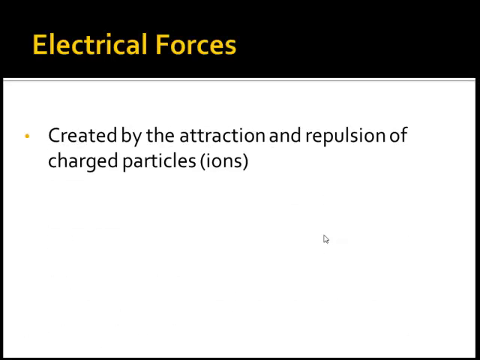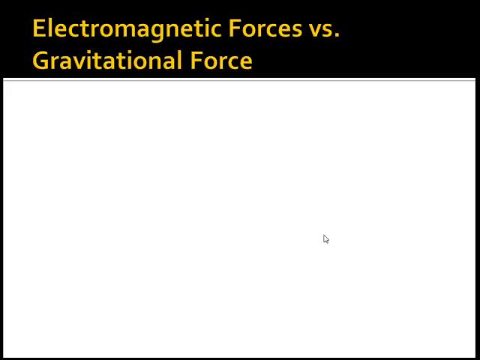Electrical forces are created by the attraction and repulsion of charged particles called ions. Anytime an atom is either positively or negatively charged, we call that an ion. We call it an atom when the positive and negative charges balance each other out. These charges are also part of the electromagnetic force, and this is the new force that we are going to be working with in this particular unit.